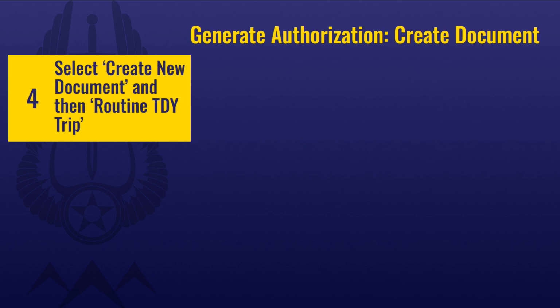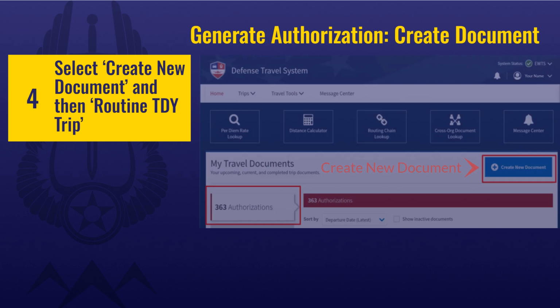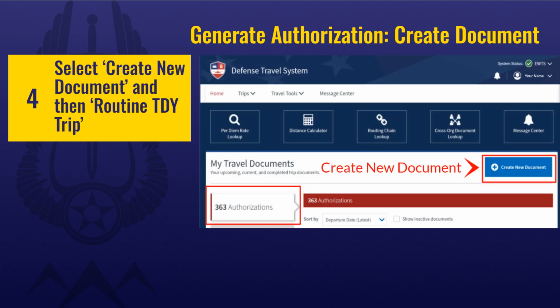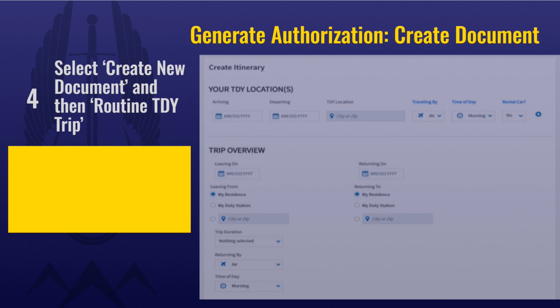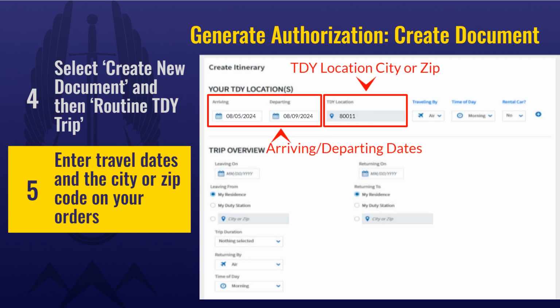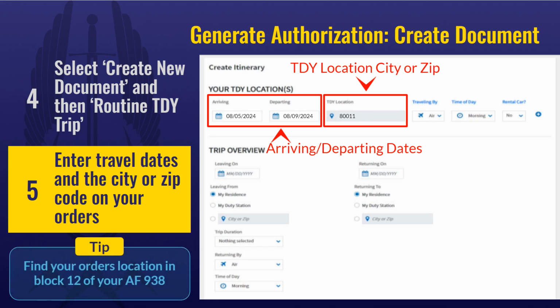Now, you begin the steps to generate the authorization. On the DTS homepage, select the Create New Document button and then select Routine TDY Trip. Then, add your travel dates and enter the city or zip code on your orders in the TDY location field. You can find your order's location in Block 12 of the AF Form 938 Orders document.